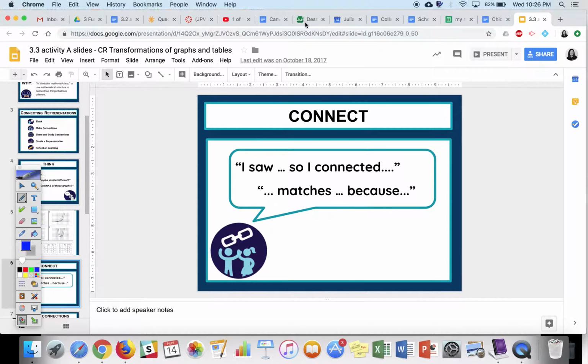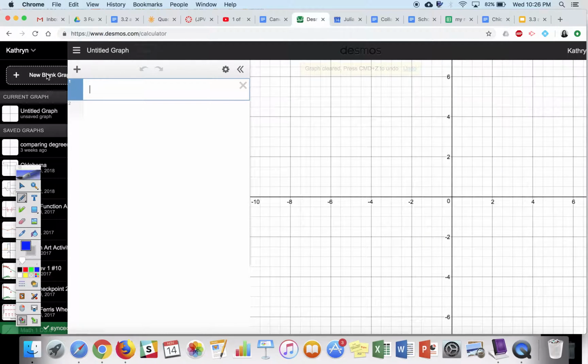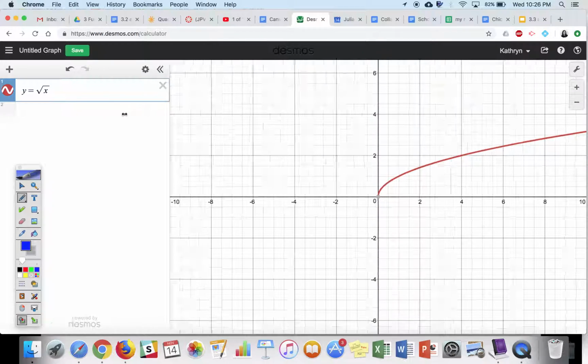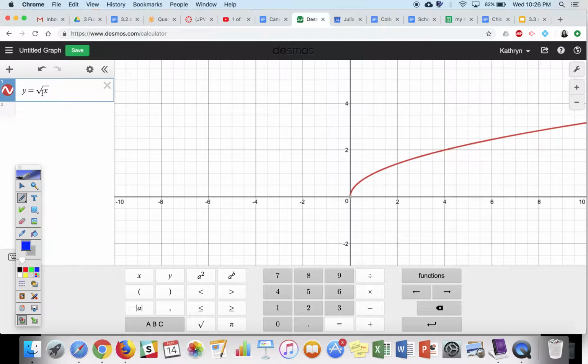Let's go to Desmos and get a new screen. So let's start with y equals the square root of x. So there it goes. We can see it. That's the parent function. So now if I stick a negative inside before I square root it, notice that it flipped it across the y-axis. So we call this a horizontal reflection.